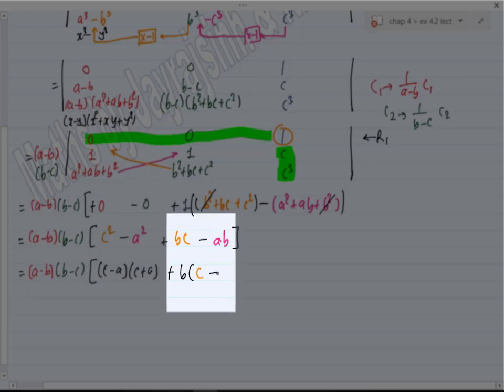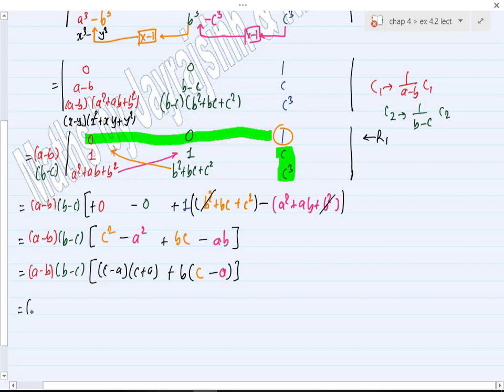So here we'll get c minus a. So as you can see, a minus b and b minus c are still there. We can take c minus a common. Here we'll get a plus b plus c. Tada! This is your required right hand side.